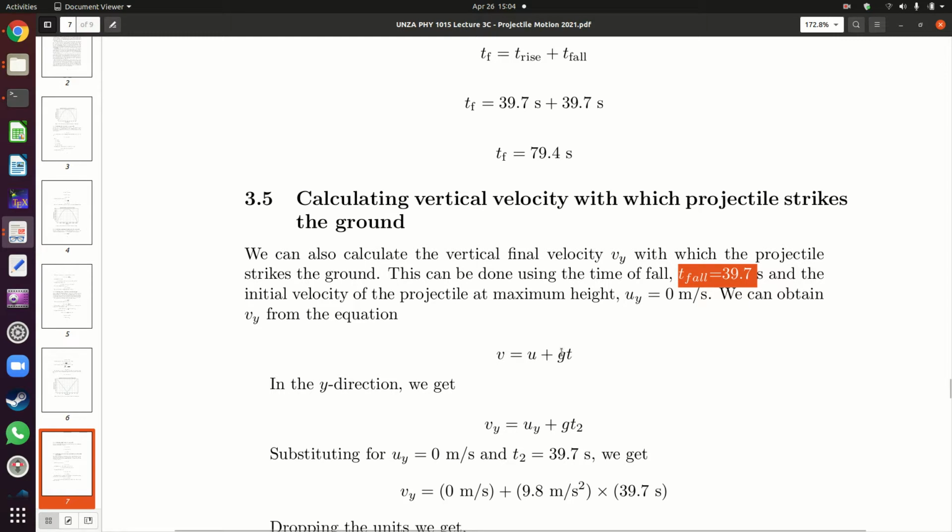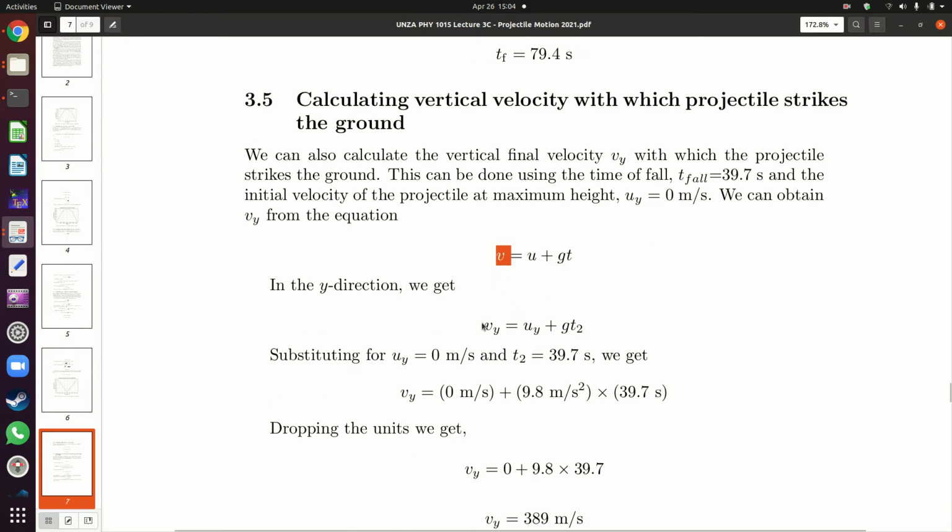Then the projectile is coming towards the surface of the earth, so there is an increase in velocity. So the acceleration is positive. Since we are on earth, we know that acceleration due to gravity is 9.8. So we use this expression: V equals U plus GT. In the y direction, we end up with Vy equals Uy plus GT2.